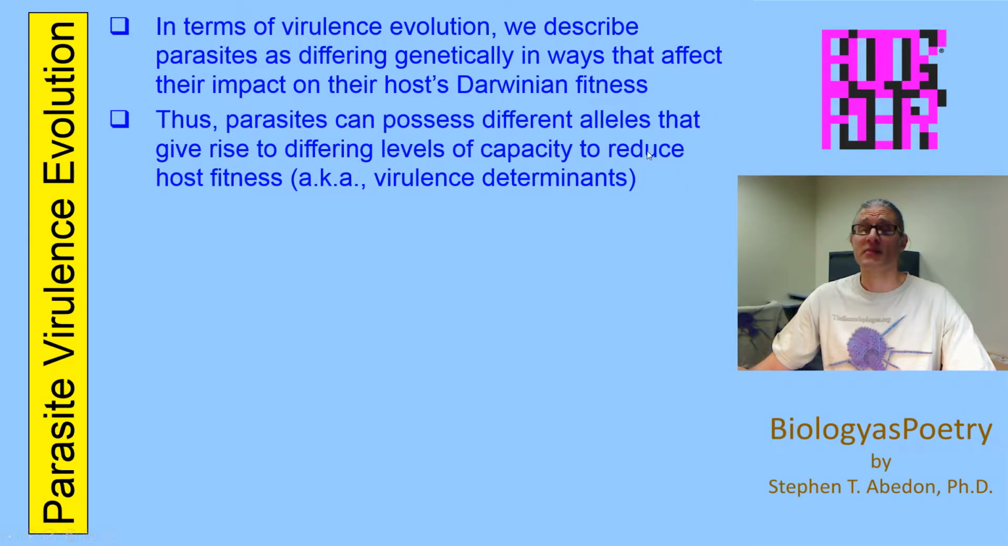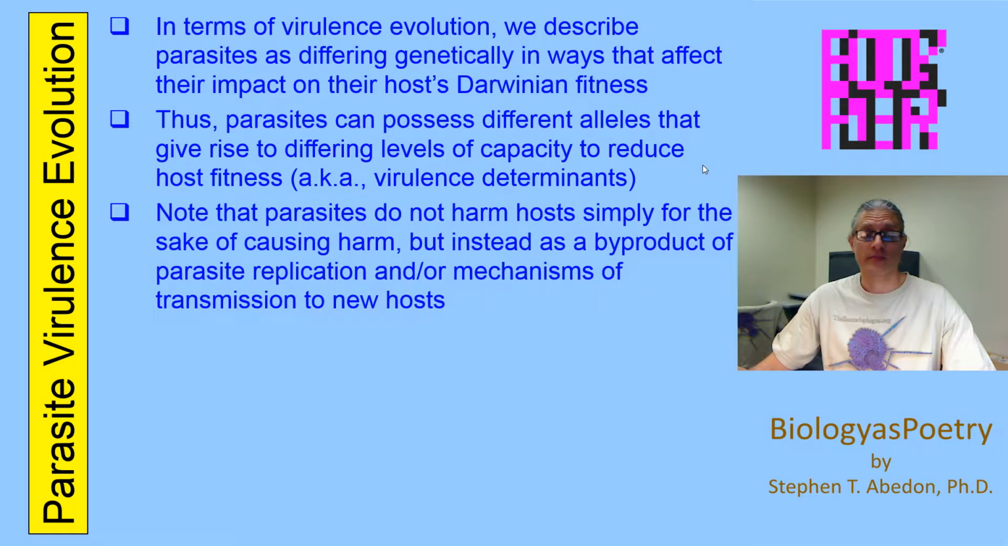Thus, parasites can possess different alleles that give rise to differing levels of capacity to reduce host fitness, and these can be described as virulence determinants. Note that parasites do not harm hosts simply for the sake of causing harm, but instead this harm is a byproduct of parasite replication and/or parasites' mechanisms of transmission to new hosts. The parasite's job is to make more parasites and get those parasites to a new host to infect, and doing its job can have a side effect of harming the host.